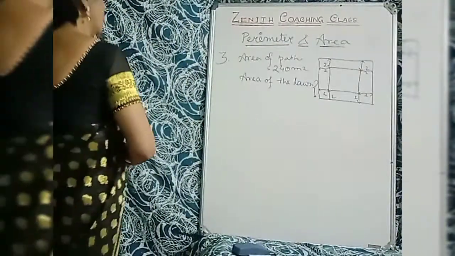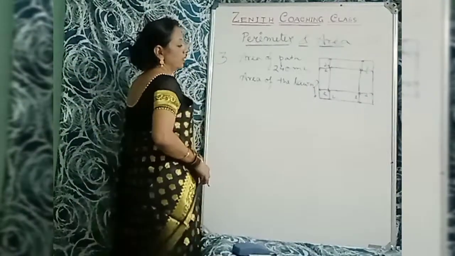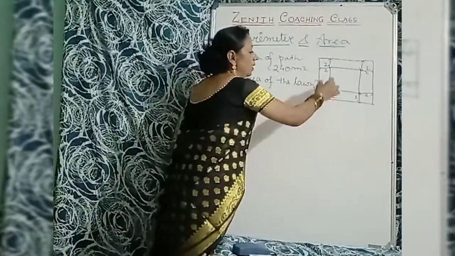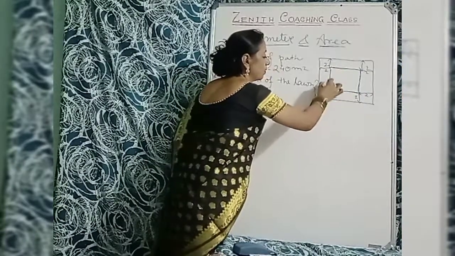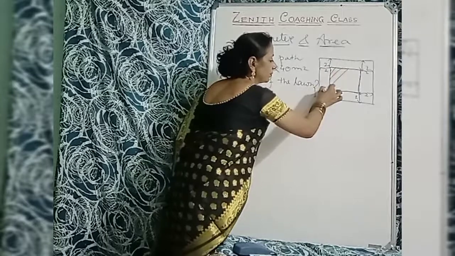So now we are going to question number 3. Here is a diagram. It is a square lawn. This is a square lawn.